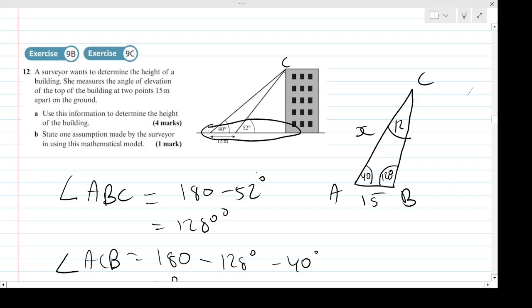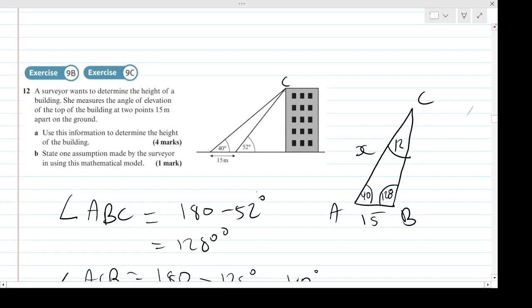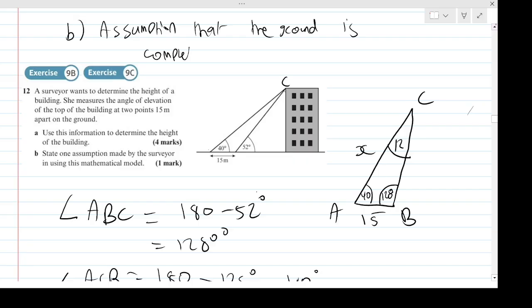And so in actuality, the floor, the ground here, would not be completely flat, which would mean the angles and stuff would be quite different, and we wouldn't get perfect straight lines and stuff like that. So that would probably be the one assumption, that the ground is flat. So I'll do that up here. Assumption: that the ground level, or the ground, is completely horizontal.